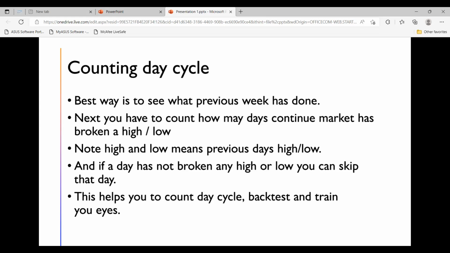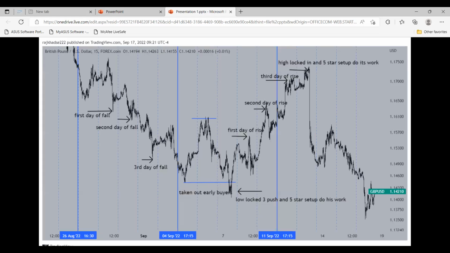If a day has not broken any high or low, let's say suppose Friday, Friday opens and Friday has not broken the day's low or the day's high. Thursday's high also did not get broken, and Thursday's low also did not get broken. Friday is an inside bar and Friday is a narrow range day. I will also show you what an inside bar and a narrow range day are, so you guys can understand that. This helps you to count the day cycle, back test, and train your eyes to do it, right? So this is a very perfect example for GBP USD.